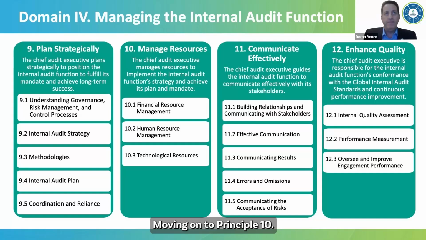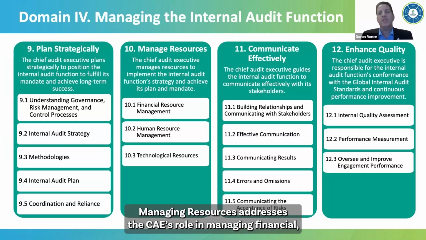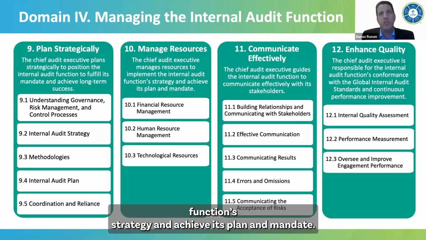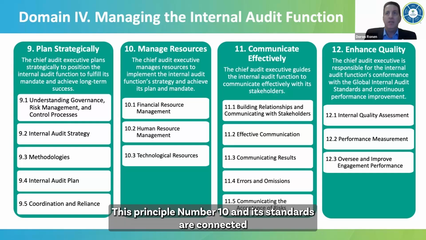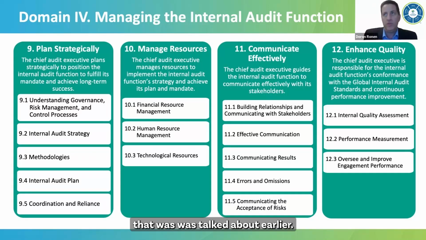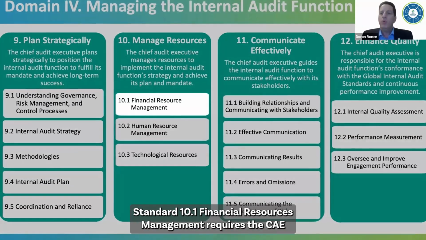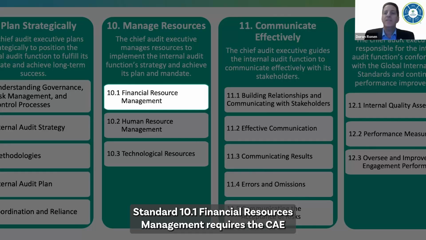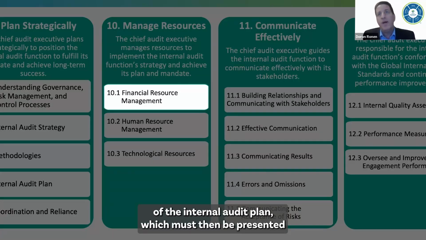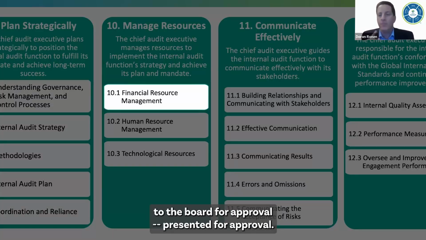Moving on to Principle 10. Principle 10, Managing Resources, addresses the CAE's role in managing financial, human, and technological resources to implement the internal audit function strategy and achieve its plan and mandate. This principle, number 10, and its standards are connected to Standard 8.2, Resources, in Domain 3 that was talked about earlier. Standard 10.1, Financial Resource Management, requires the CAE to develop a budget that enables the successful completion of the internal audit plan, which must then be presented to the board for approval.